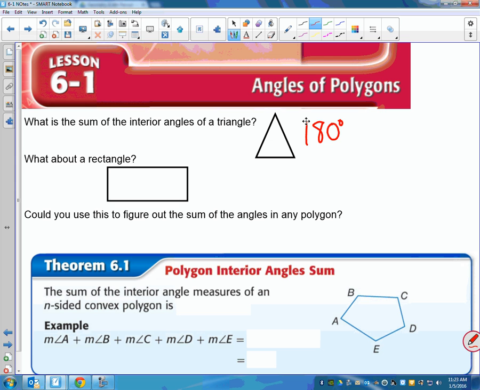So what about a rectangle? How many degrees are in a rectangle? How do you know? Because they're all right angles.